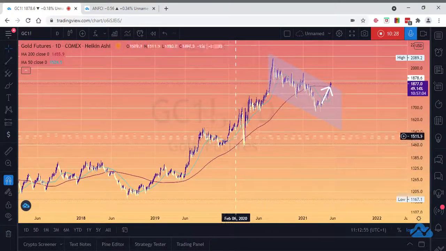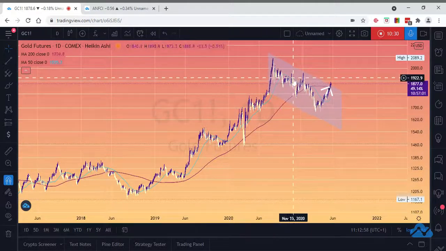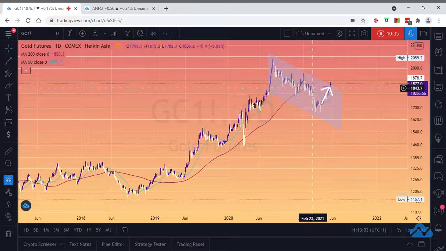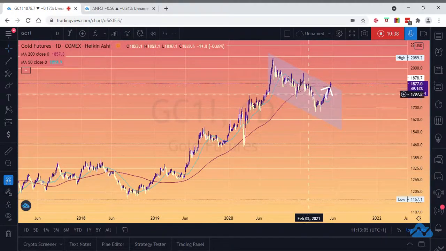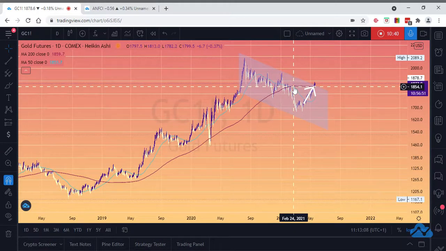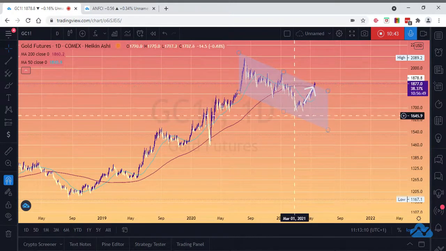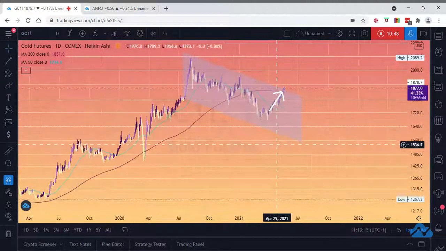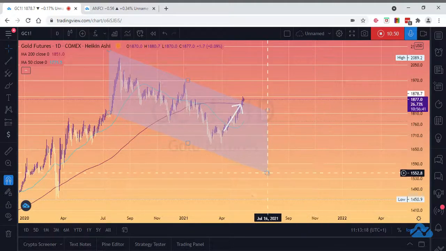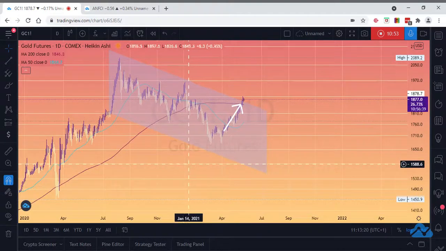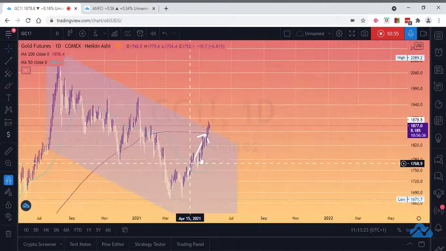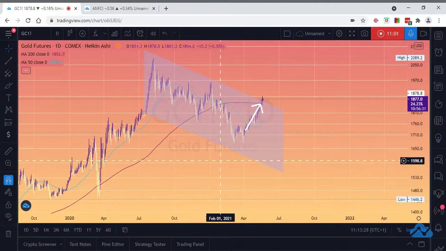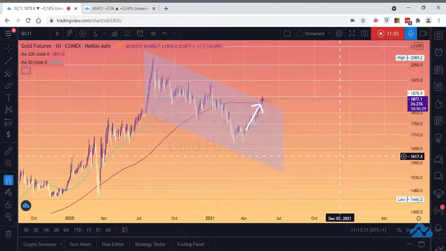So look at these tire tracks. Could it have predicted this dump? Well, there's a bear cross, right? But it's after the fact. When it crosses, it's almost done going down. So you want to be in before, right? So that's why only price pays. But everyone looks at moving averages, so they are somewhat important, something to keep an eye on, just because everyone else looks at them.